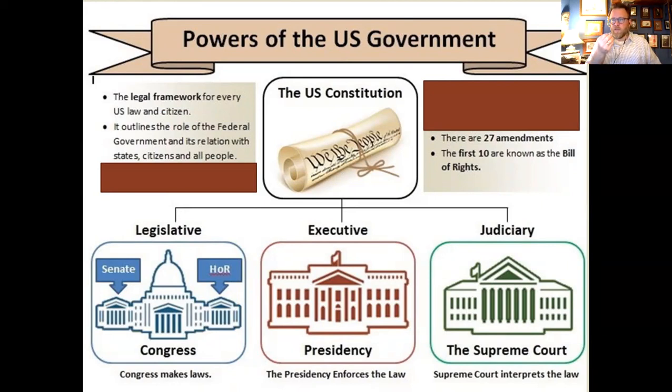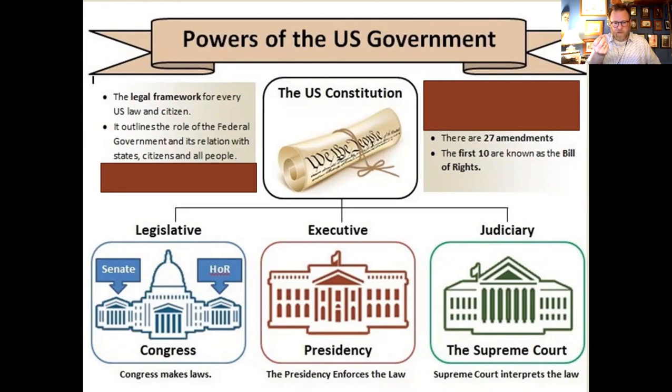Now, in articulating the powers of government, there are the three branches that the Romans had: a legislative branch, an executive branch, and a judiciary. Canada has something similar. The legislative branch is even more divided. So Congress consists of the Senate and the House of Representatives.